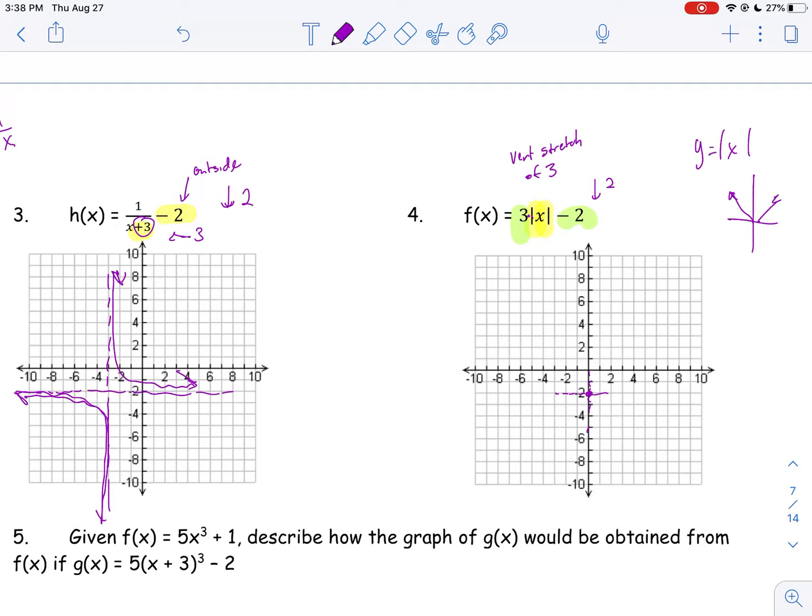Normally I would go over 1, up 1, but now I'm going to go over 1 and up 3, because it's 3 times as tall. Do it again, over 1, up 3, and so on. Since it's absolute value, I'm going to have the same in the other direction as well.